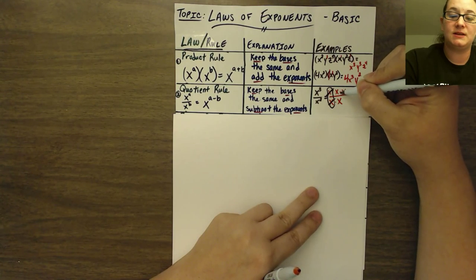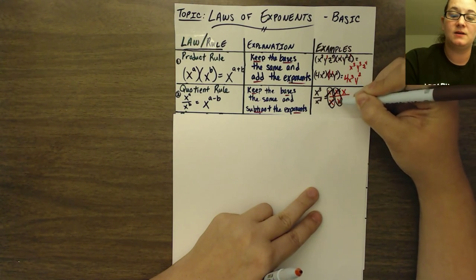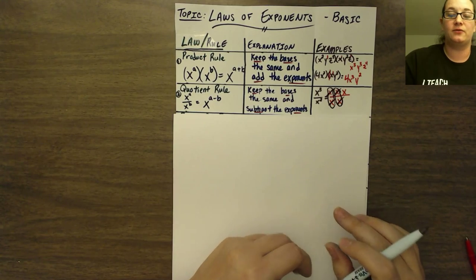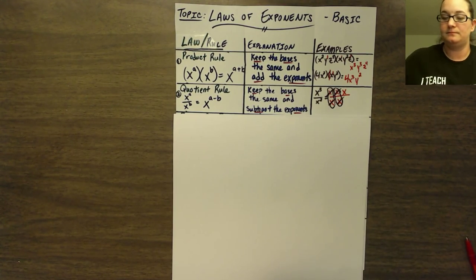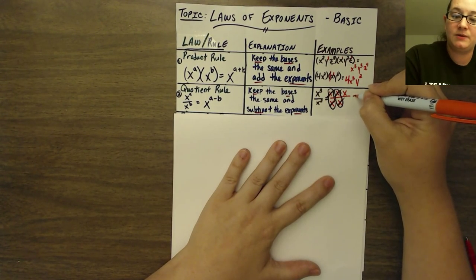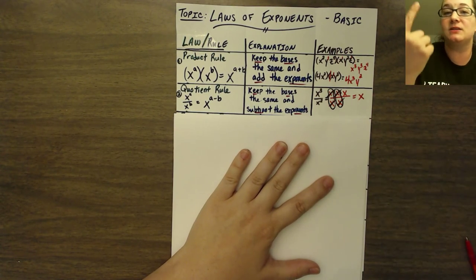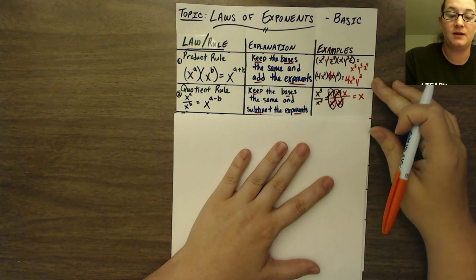And if you notice, the same thing happens here. And I have one left over on top. So that would give me just x, or x to the first power, because there's just one of them there.